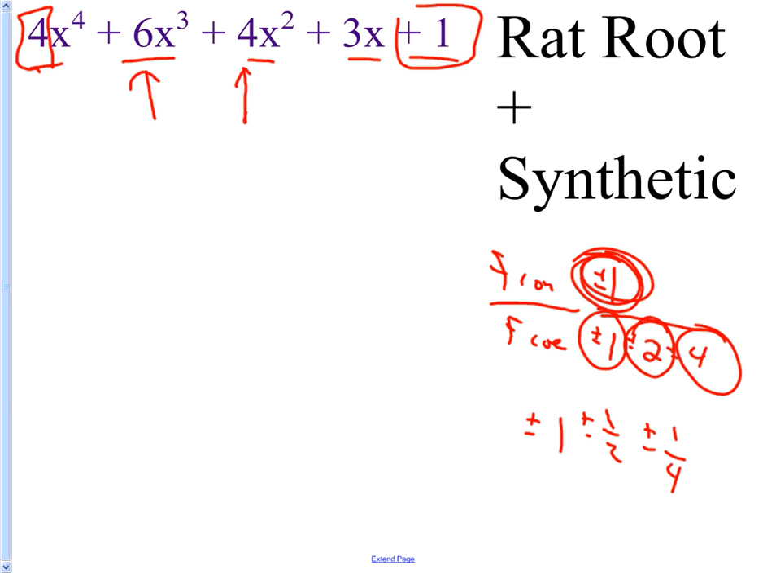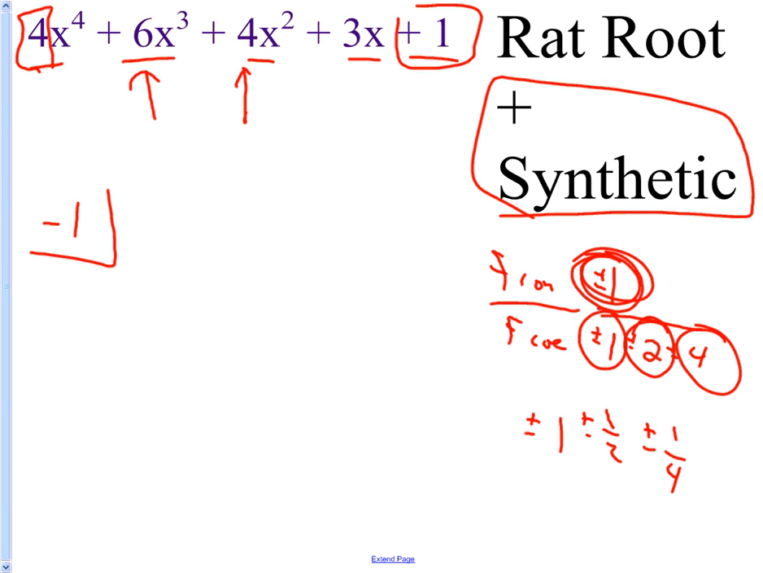Okay, so if I'm going to test and see which one works, how do I do that again? Synthetic. That's hence the "and synthetic" part of this. So I'd like you to try a synthetic now. Just test. What do you think it is? Do you think I should test 1 or -1? What do you think? -1? All right, check -1. Do the synthetic quick. I'll pause while you do.